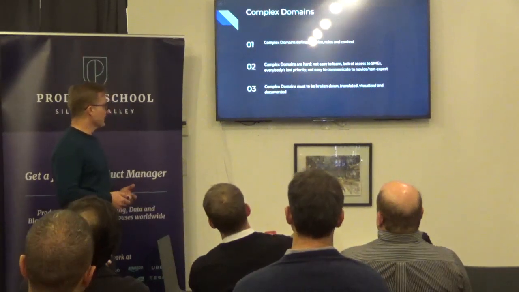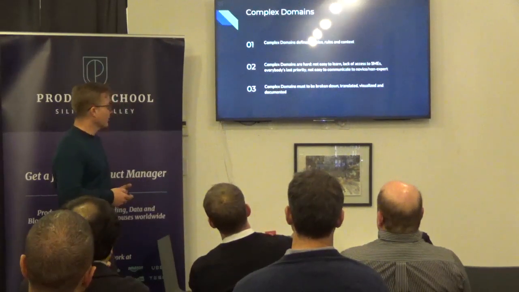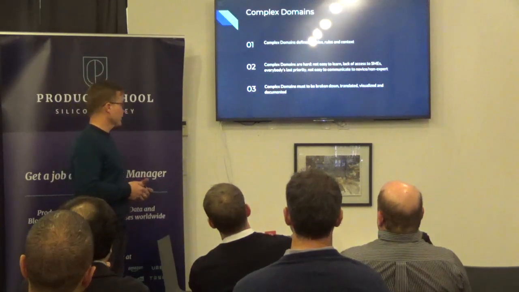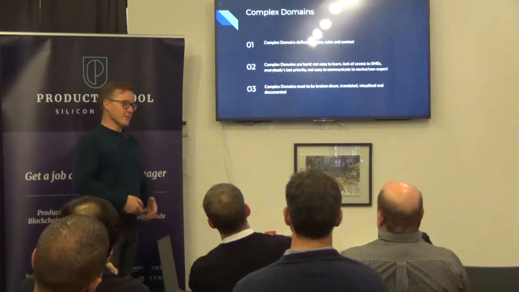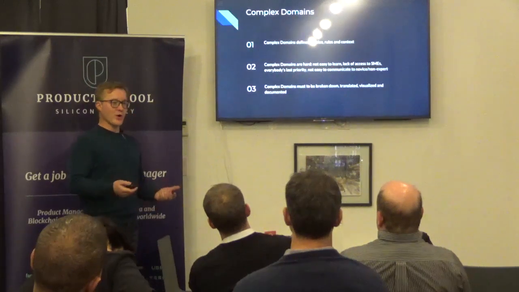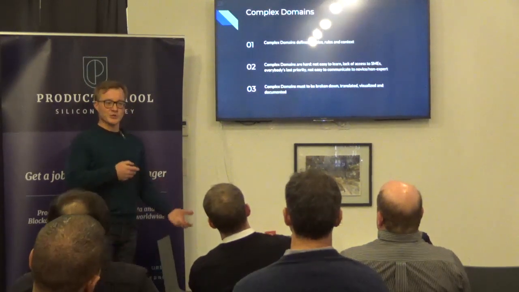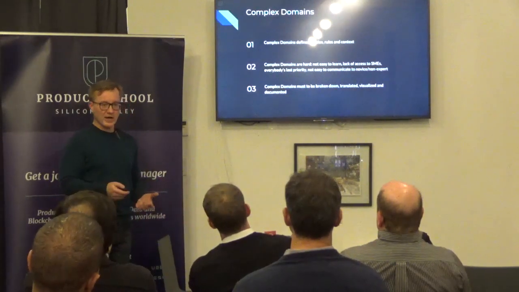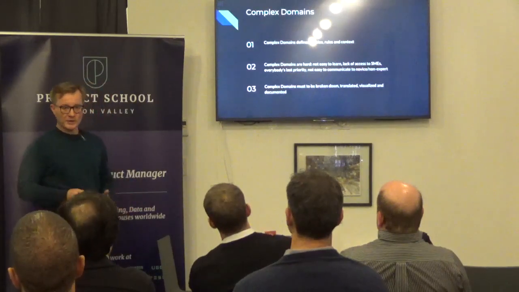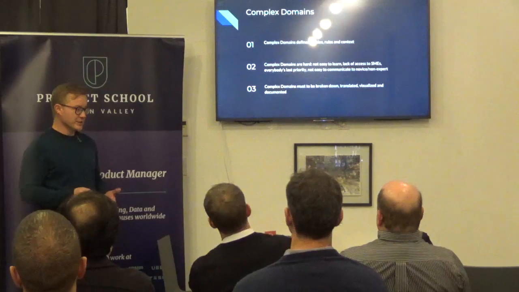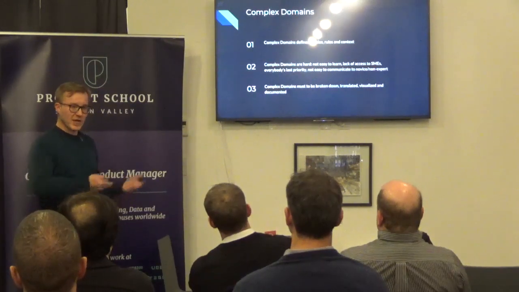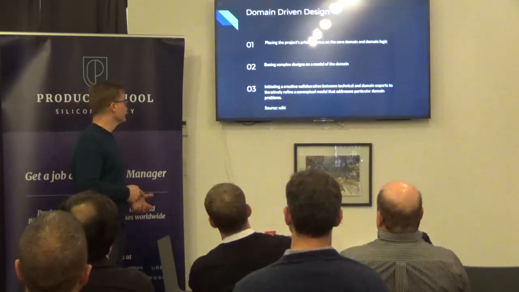Context domains must be broken down, translated, visualized, and documented. Right. At some point, you need to deliver this in some kind of an artifactual form. It can be documentation, it can be user stories, if you follow Agile. It can be a formal document, it can be a tech design document, etc. And I'll help you to understand how those artifacts can be produced out of an event storming exercise.